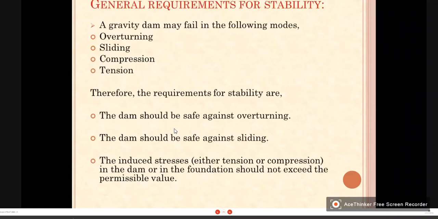Now we are going to the stability analysis topic, which is the new topic for us, which means that a gravity dam may fail in the following modes: overturning, sliding, compression, and tension. Therefore, the requirements of stability are that the dam should be safe against overturning.